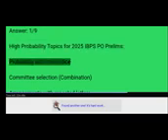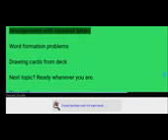High probability topics for 2025 IBPS PO prelims. Probability with coins and dice. Committee selection, combination. Arrangements with repeated letters. Word formation problems. Drawing cards from deck. Next topic.